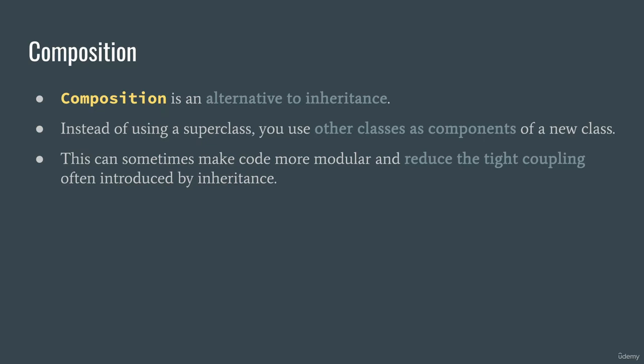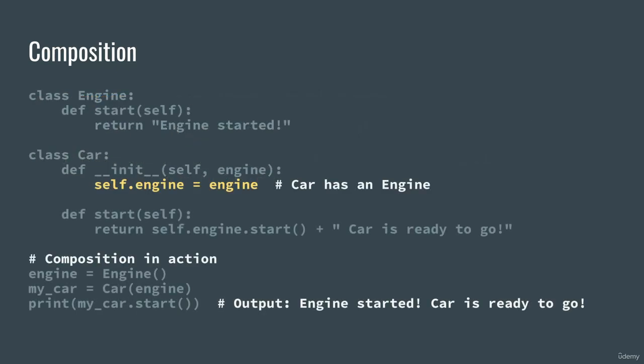We also have composition, which is an alternative to inheritance. With composition, instead of relying on a superclass, we use other classes as components within a new class. This approach allows us to build more modular code. One of the key advantages of composition is that it can reduce the tight coupling that often comes with inheritance. By composing classes, we can mix and match functionality without being locked into a rigid class hierarchy. In summary, composition provides greater flexibility and maintainability in your code, making it a powerful tool in object-oriented design.